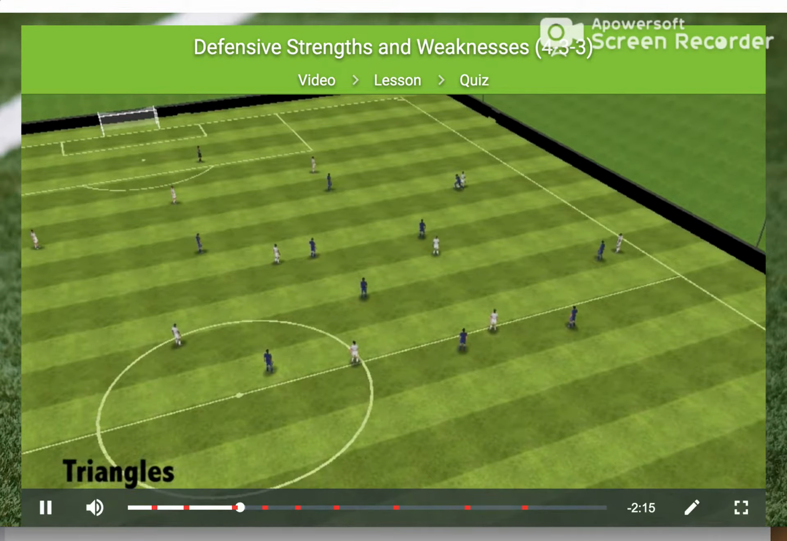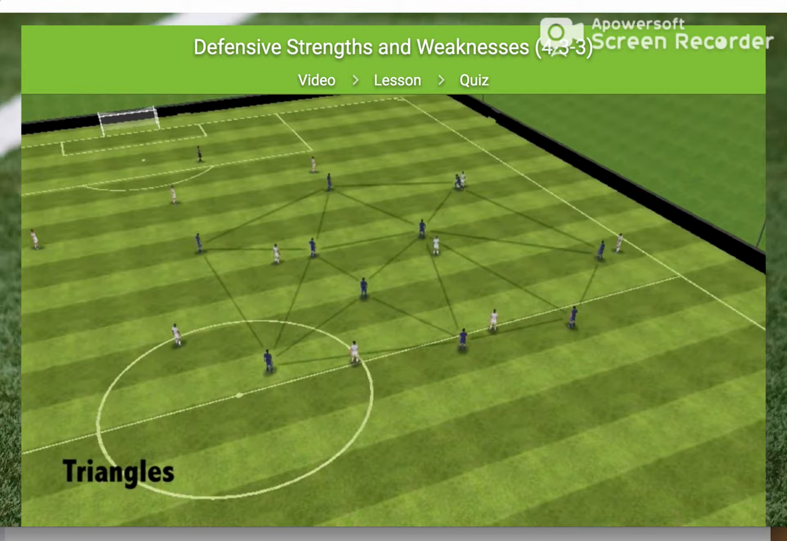Second is the triangular nature of a 4-3-3, as we can see here, which makes it difficult to break down, providing plenty of cover and balance in many areas of the field.